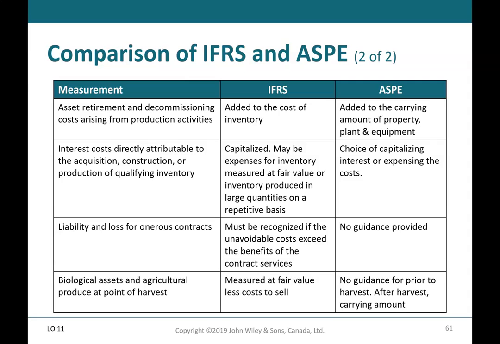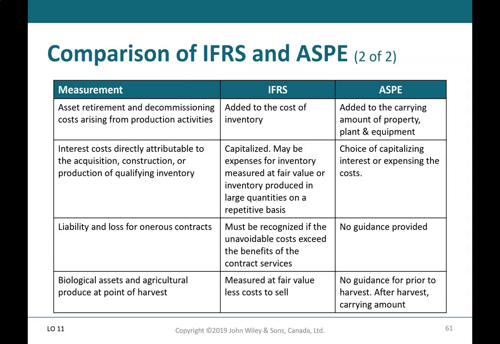Comparison of IFRS and ASPE, 2 of 2. Measurement. Asset retirement and decommissioning costs arising from the production activities: under IFRS, added to the cost of inventory; under ASPE, added to the carrying amount of property, plant, and equipment. Interest costs directly attributable to the acquisition, construction, or production of qualifying inventory: under IFRS, capitalized, but may be expensed for inventory measured at fair value or inventory produced in large quantities on a repetitive basis. Under ASPE, there is a choice of capitalizing interest or expensing the costs.